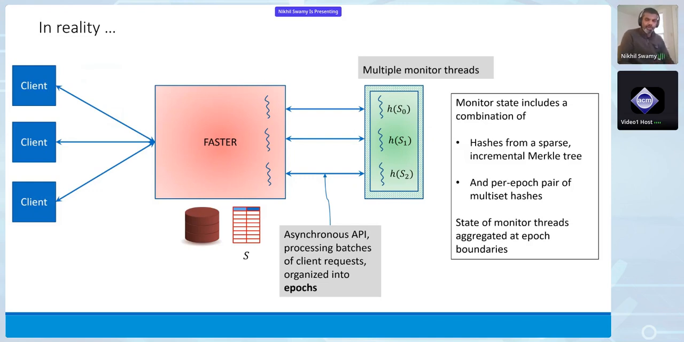In reality, to make all this go fast and be incremental and to support this hash construction, things are more complex. There are multiple threads in FastVer, and the monitor itself is multi-threaded, and each thread maintains a part of this abstraction. And there's an asynchronous API between the service and the monitor, supporting batched client requests organized into several epochs. The data structure itself combines several techniques, including a new sparse incremental Merkle tree and several per epoch multi-set hashes to build this fancy kind of hash. So in reality, it's a little bit more complex.